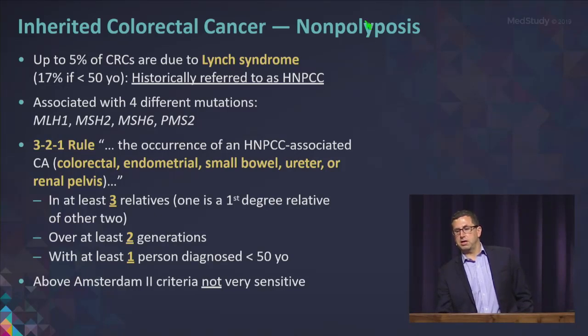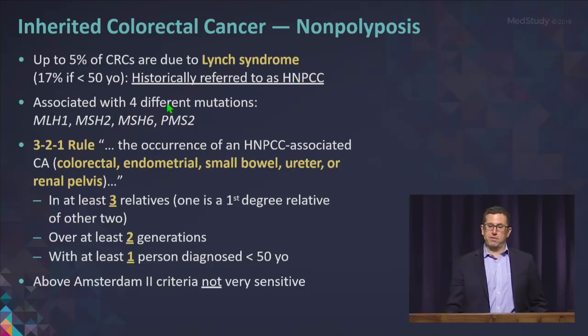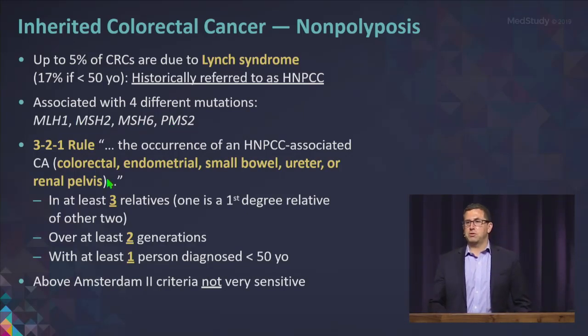So now we're going to talk about non-polyposis syndromes. The most common here is Lynch syndrome. This used to be referred to as HNPCC, but it's no longer referred to as HNPCC in the literature. It's associated with 4 different mutations: MLH1, MSH2, MSH6, and PMS2. And you may remember the Amsterdam criteria, the 3-2-1 rule: 3 relatives over at least 2 generations with 1 person diagnosed less than 50.